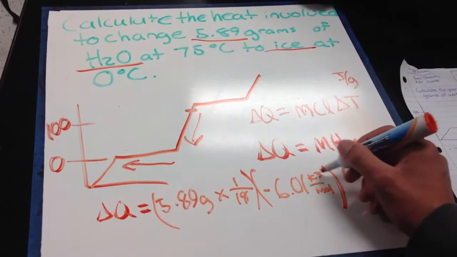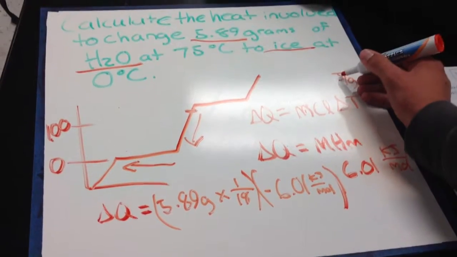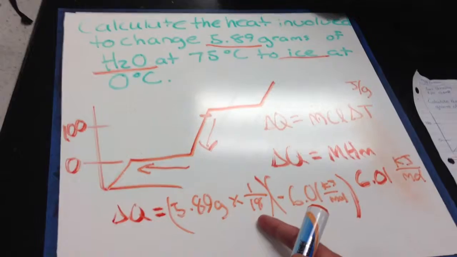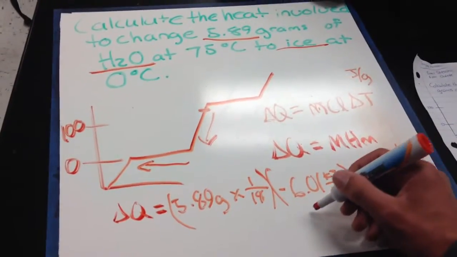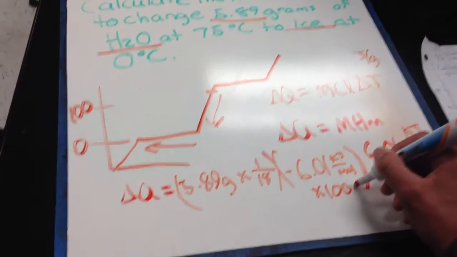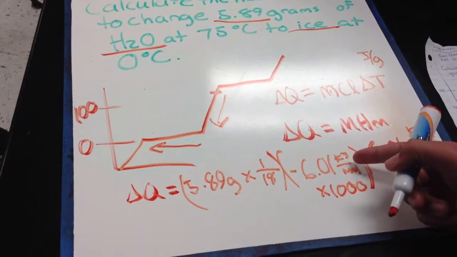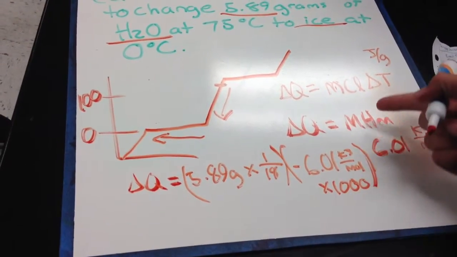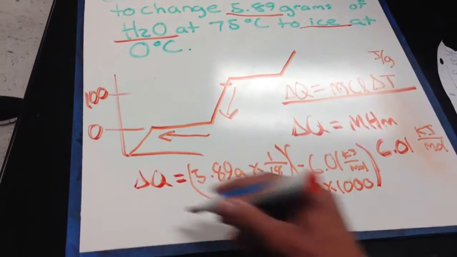And notice how this says kilojoules and this one says joules. We want to make it joules over grams, so that's why we found the molar mass of this. So we want to multiply this one by 1,000 because the difference of kilojoules and joules is 1,000. So now that we have this equation, let's write this equation.